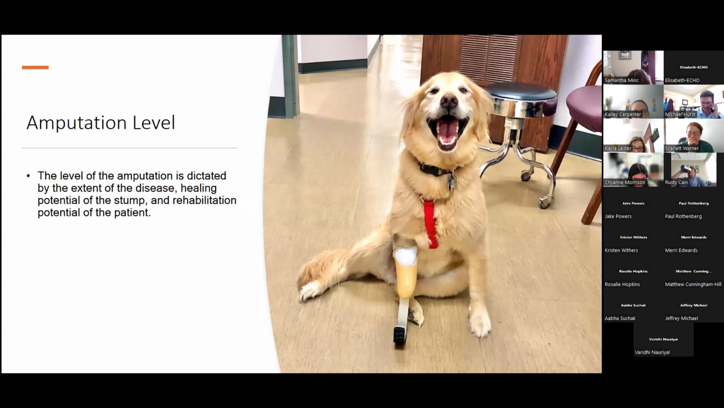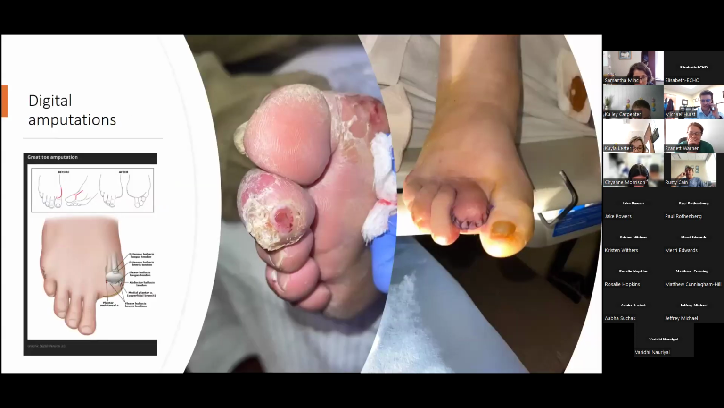And then again, the rehab of the patient: how functional are they going to be post-operatively, and are we going to be able to control pressures post-operatively? So, digital amputations first. Obviously, this can be at a couple different levels.